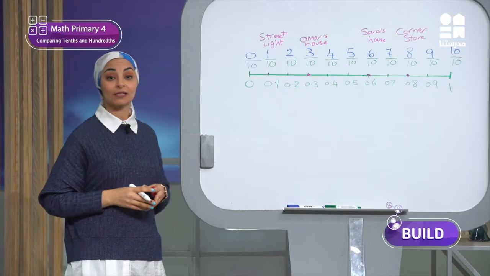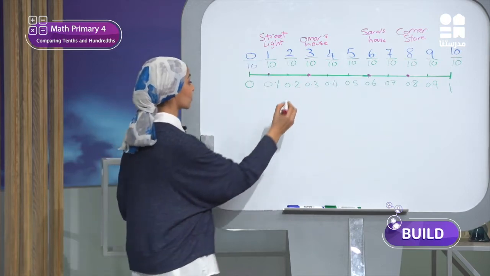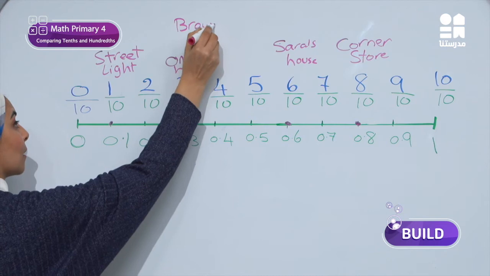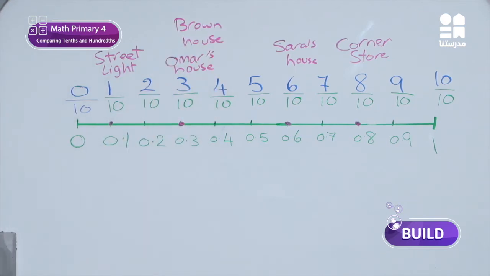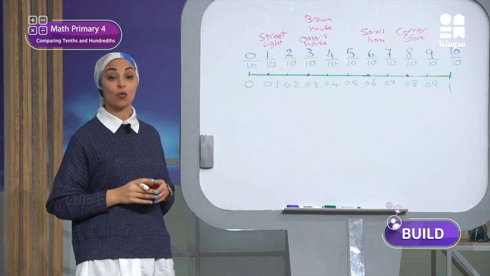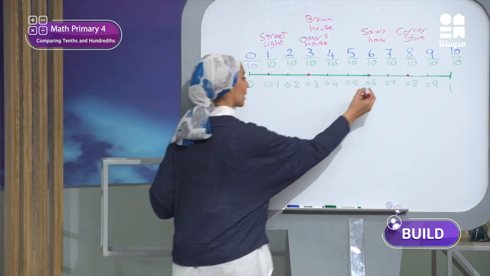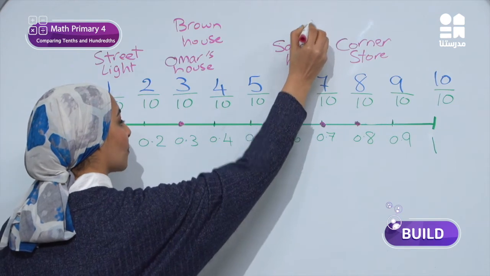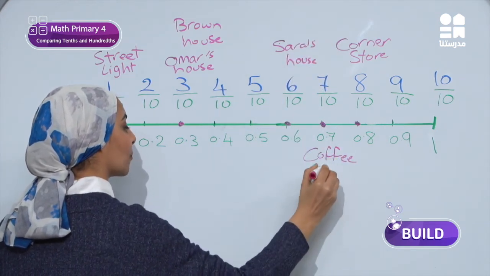Okay, what else? At 3/10 I will write brown house. يبقى هروح عند 3/10 again and I will write brown house. Okay. So what else? Adam also recorded that he saw a coffee shop at 7/10. يبقى هروح عند 7/10 وهكتب هو شاف here coffee shop. نكتبها here coffee shop.